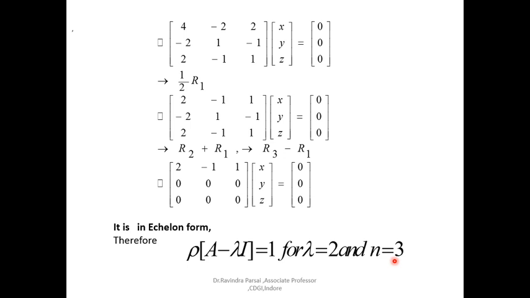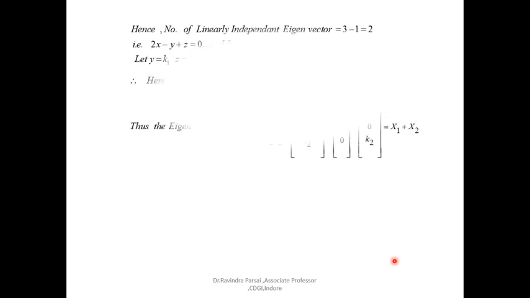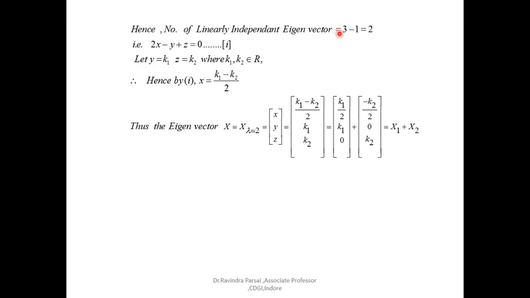In such a case, the total number of linearly independent eigenvectors is 3 minus 1 equal to 2. We find them by writing the previous matrix equation in algebraic form: 2x minus y plus z equal to 0. By taking y equal to k1 and z equal to k2, you get x equal to (k1 minus k2) upon 2. So for lambda equal to 2 you have the eigenvector ((k1 minus k2)/2, k1, k2). Now you separate it as a sum of two vectors, one is x1 and another is x2.